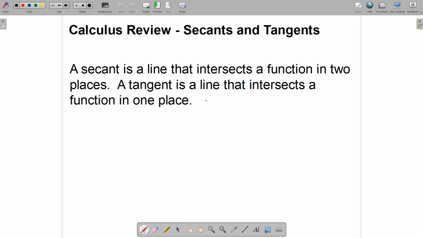Now, a secant line and a tangent line are different than the functions secant and tangent from trigonometry. A secant line intersects a function in two places, and I've always remembered it as secant sounds kind of similar to second. So two places, secant. Secant means it intersects a function twice. A tangent line is a line that intersects a function in one place.